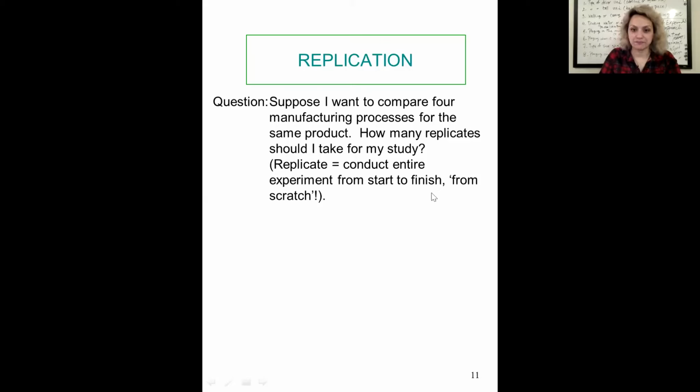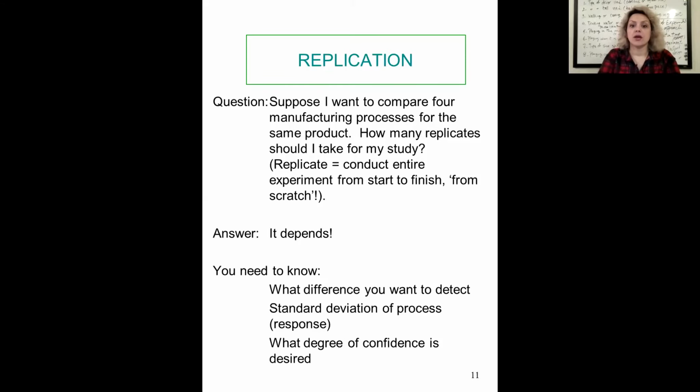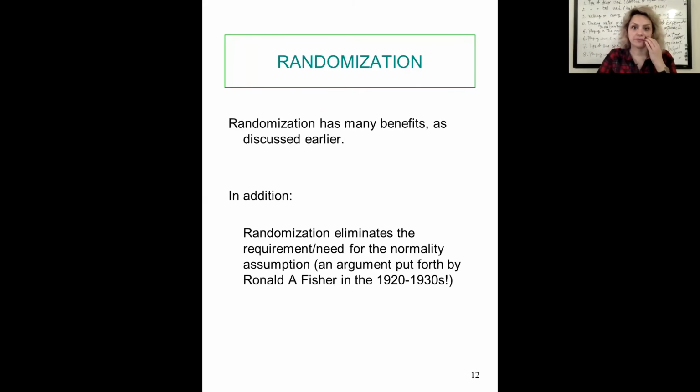So the answer is: it depends. It depends on the situation that you're working with. We need to know what difference you want to detect, the standard deviation of the process, like the response, and what degree of confidence is desired. Then we can say how many replications we want to have.